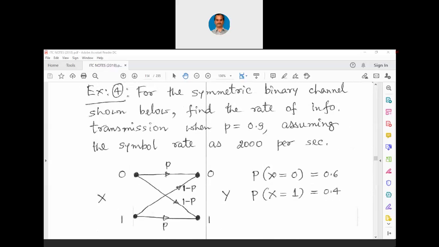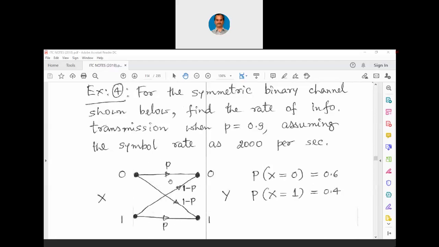Let us have an exercise now. For the symmetric binary channel, what is the meaning of the symmetric binary channel? We had discussed this earlier, where if P00 equals P11, then that is called a symmetric binary channel. Means when 0 is transmitted and 0 is received, if that probability is equal to 1 being transmitted and 1 being received, then that is called a symmetric binary channel. Now you can see here, this is also P and this is also P. P00 is defined as P, P11 is also defined as P here, small p.